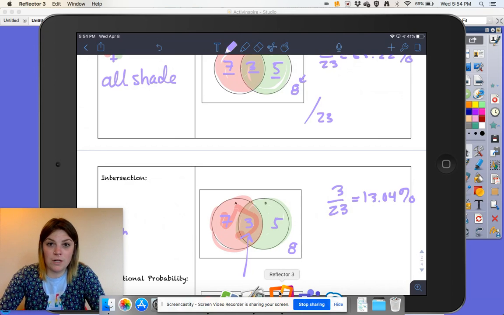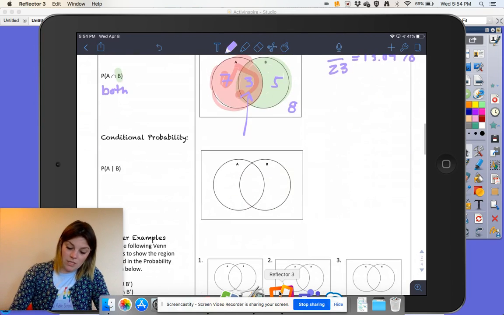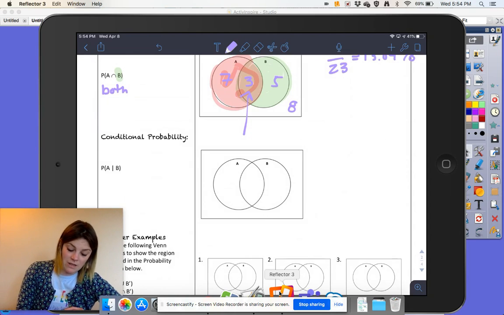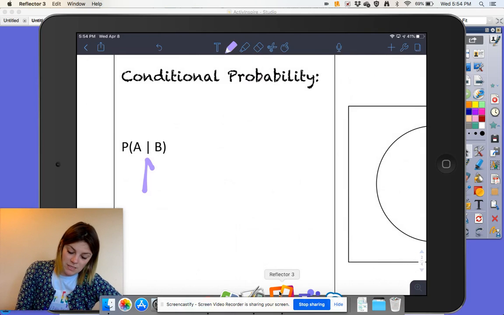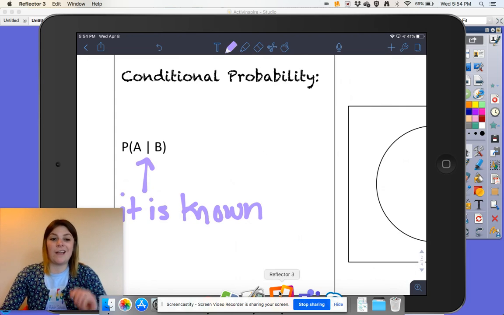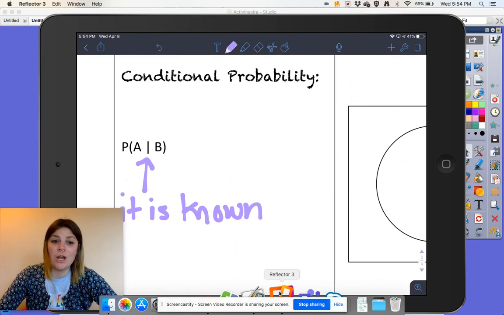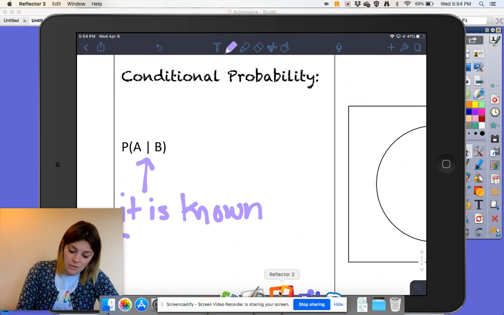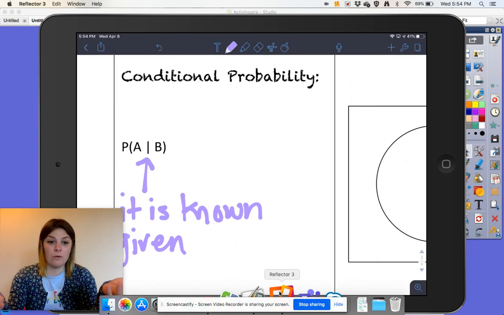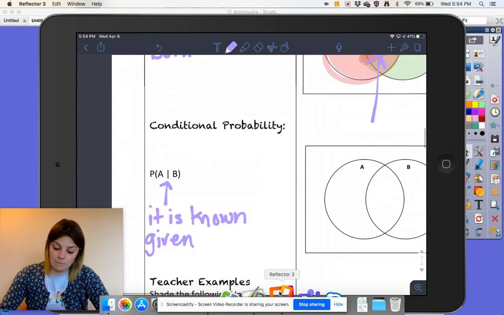Okay, one more definition. So this is conditional probability. This is the one that trips people up. So let's think about it. Remember, this means it is known. So it's like I'm giving you that we know it's in B. So another word you're going to see is given. It is given, it is known, we already know, it is certain, something like that.